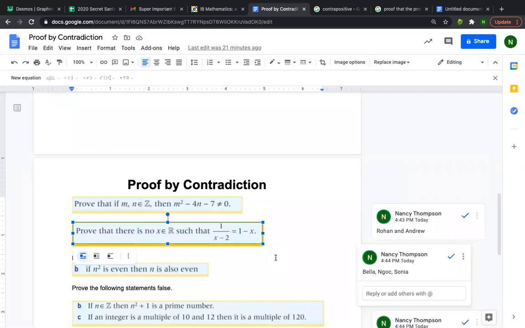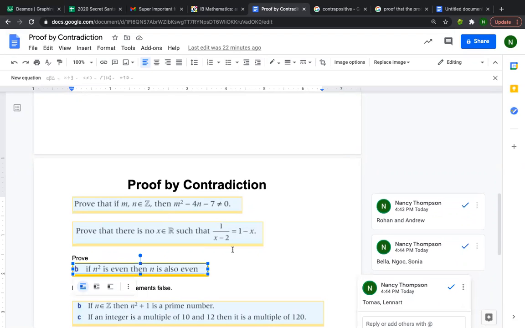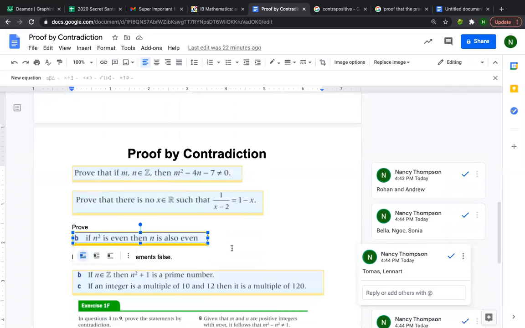Bella and Noxonia, you have this next one, same concept. You're proving that there is no element. So instead, what you're going to try to prove is that there is an element, and then you should end up reaching a contradiction. Same thing for Tomas and Leonard. You're assuming that n is odd, and then you should end up reaching a contradiction.